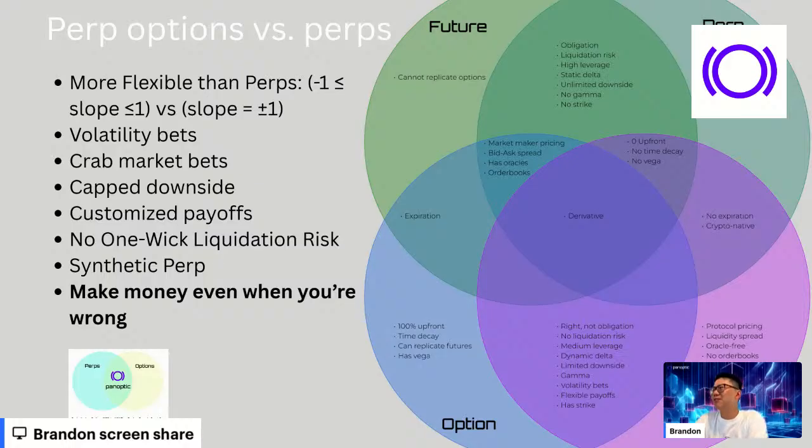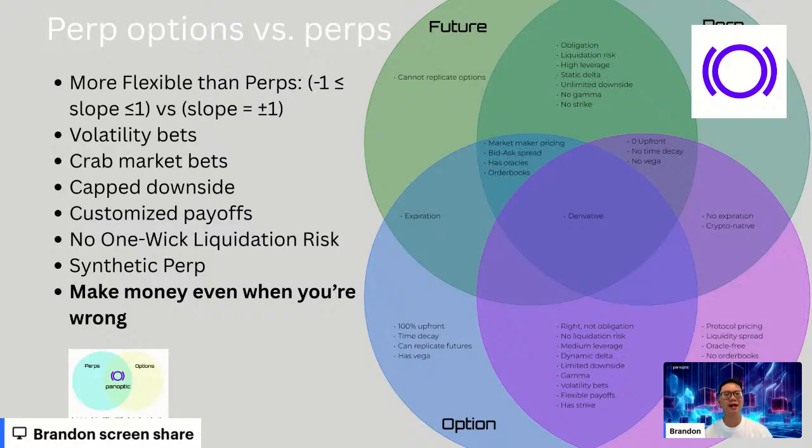Some other key points. So, volatility. You can bet on volatility with options. You can't do that with perps, which means if the market is sideways and it's not trending, it's just moving sideways, you can take advantage of that with options. You can make money in those markets, whereas you can't really do that with perps.